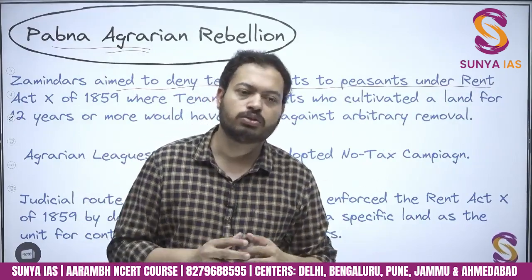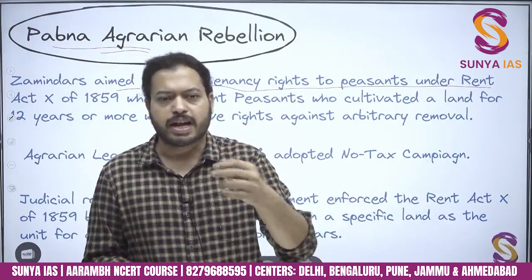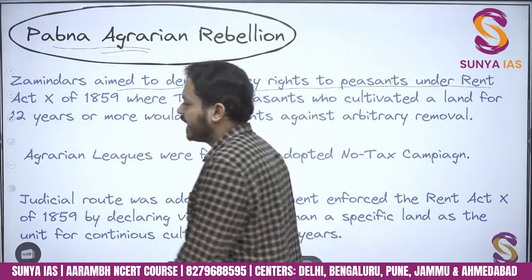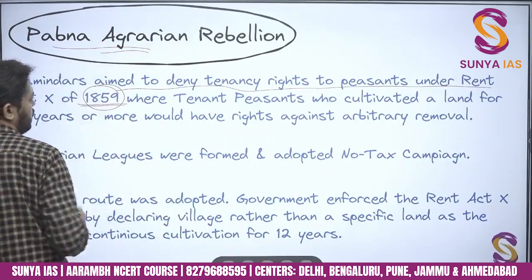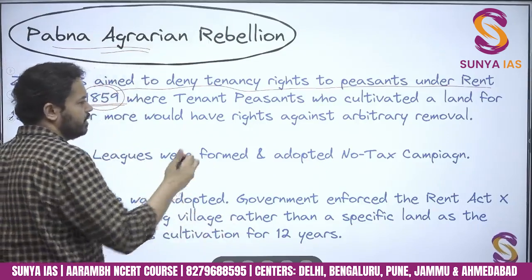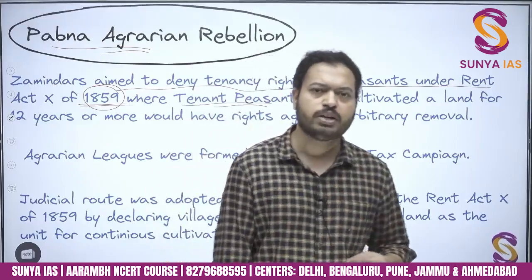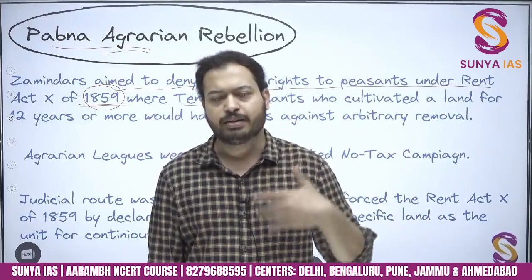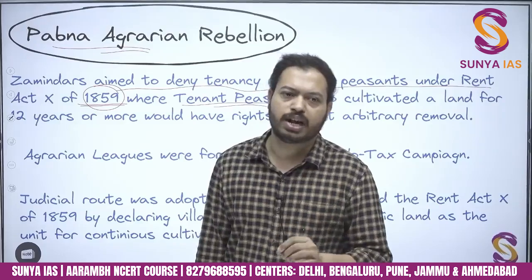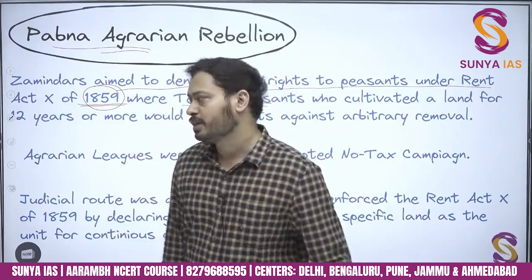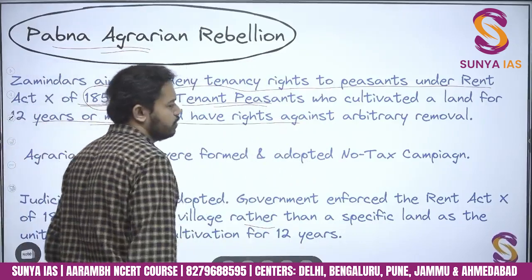So to resolve these issues in 1859, while the Indigo Revolt was going on, they decided to pass this act. This is called the Rent Act 10 of the Bengal Regulation, which was passed in 1859, which stated that any tenant peasant, what are tenant peasants? Peasant farmers who don't have land of their own and are farming on someone else's land. So it was decided that if someone is farming on a piece of land for 12 or more years, they would have rights against arbitrary removal.